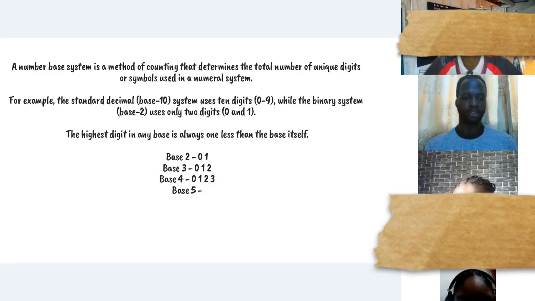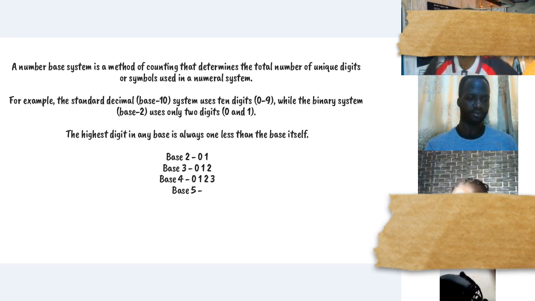So now put them in your note from base 5 to base 9. Very good, I see your responses. So put them in your note from base 5 to base 10. Put them in your note.